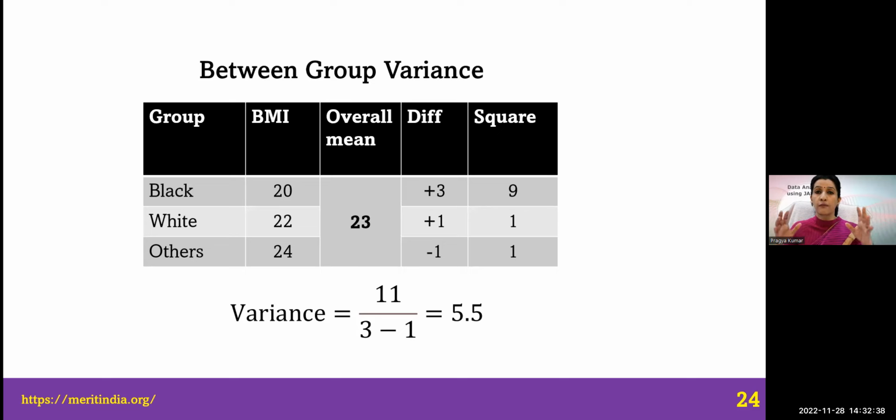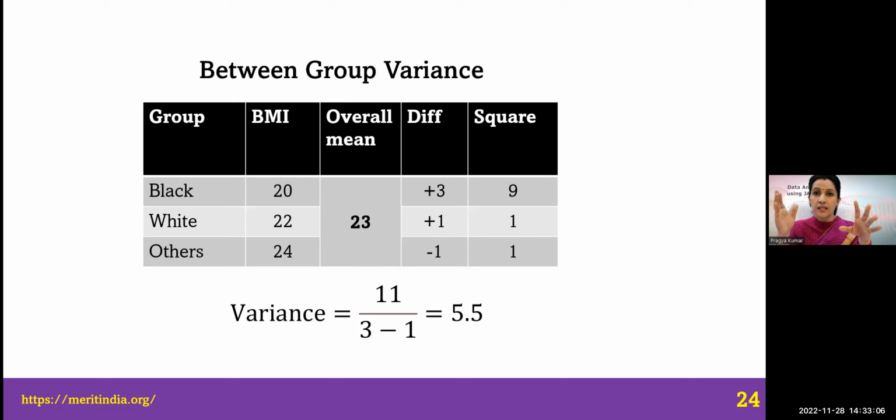So if you have got the overall mean, and you deduct the group mean from the overall mean, square it and divide it by the number of groups minus 1, that is your between group variance. Like, let's say the IQ is 100 for community medicine, 110 for surgery, and maybe 120 for others. So what will be the overall mean?